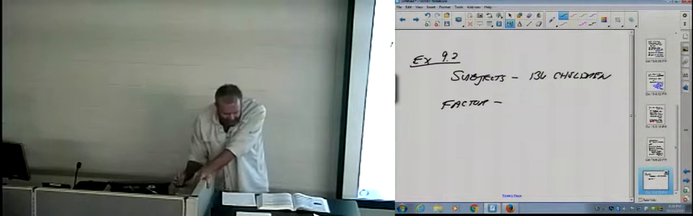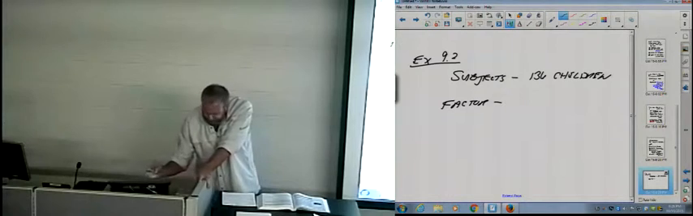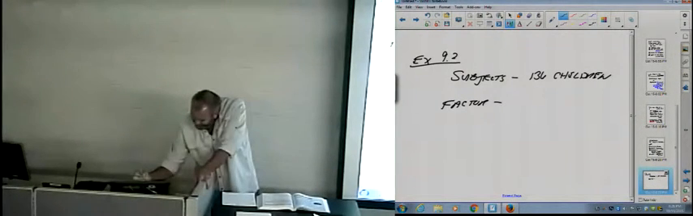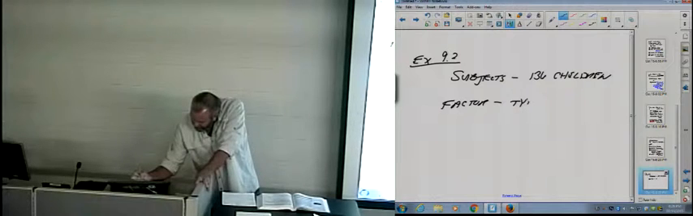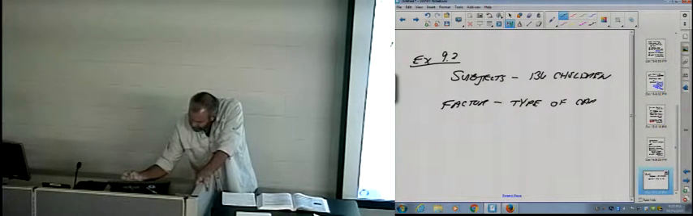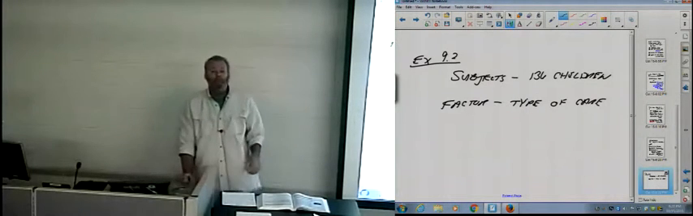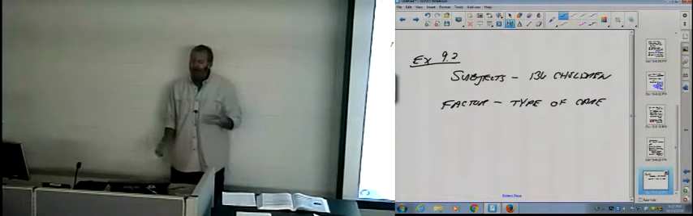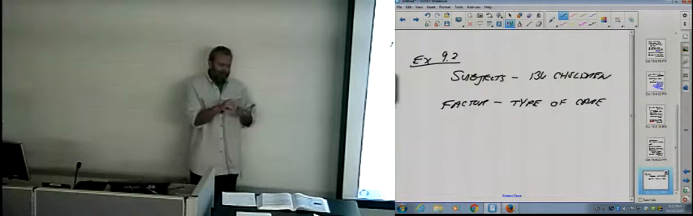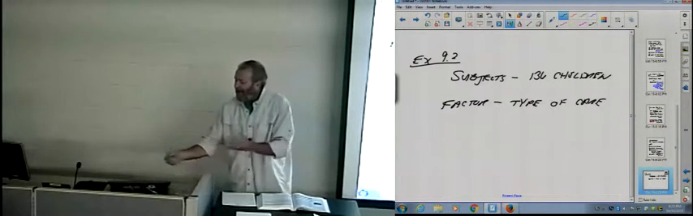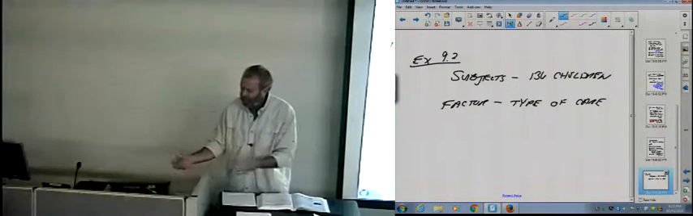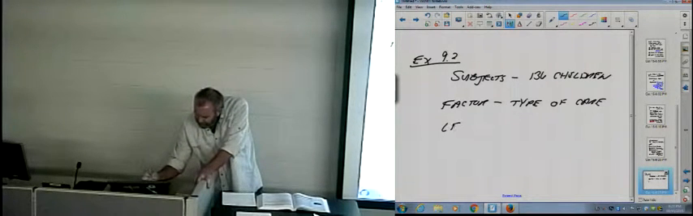And I'm going to put it like this. The factor is type of care. Now be careful here. The factor is, like I said before, with the high blood pressure pill. It's whatever the high blood pressure pill is. How many levels do you have here? In other words, how many different types of care do you have? Levels.